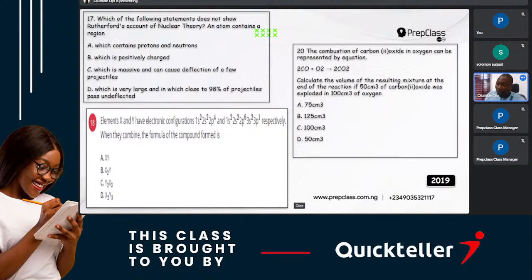So that means it will now be the addition of the product formed and the unused. They said calculate the volume of the resulting mixture. Resulting mixture means what? The product formed and the unused. So the product formed is 50, the unused is 75. So everything will be 125 cm³. That's number B. Do you get the question? Yeah, I do, sir. Okay, good. Next question.